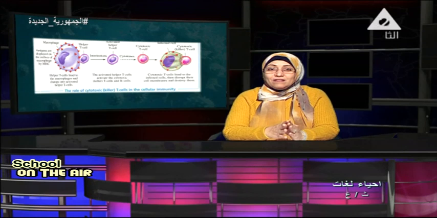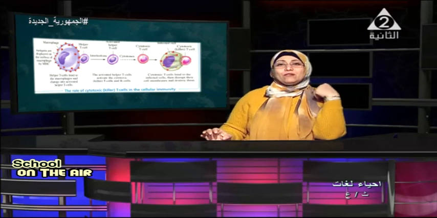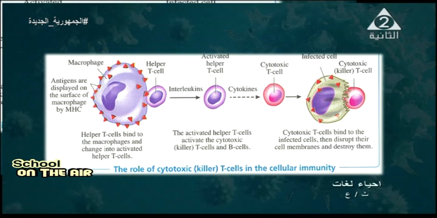Interleukin is a substance which can help form antibodies. After that, we are going to describe what happens inside the cell. What is the role of these cytotoxic or killer T cells in cellular immunity?